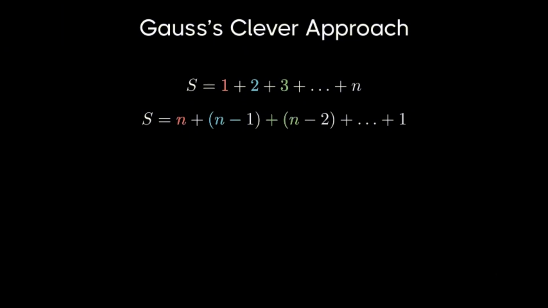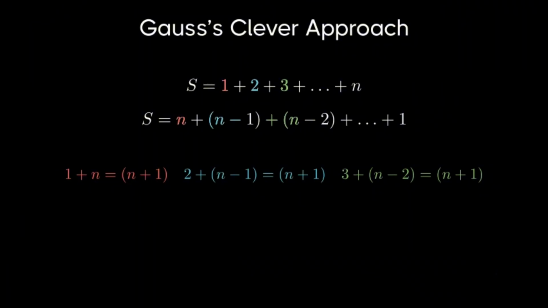For the third terms, we pair 3 with n minus 2. Adding them gives us 3 plus n minus 2, which again equals n plus 1. Do you see the pattern forming? Every pair of corresponding terms from both sums always adds up to exactly n plus 1. The first number increases while the second number decreases by the same amount, keeping their sum constant. This pattern continues for all pairs of terms, all the way to the last pair, n from the first sum and 1 from the second sum, which also gives us n plus 1.